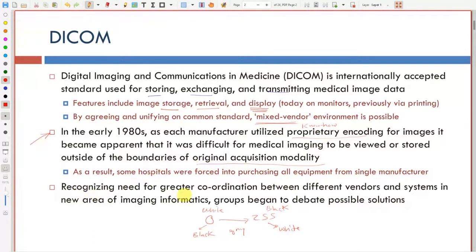And recognizing the need for greater coordination between different vendors and systems in the new area of medical informatics, groups began to debate possible solutions. People started thinking about what to do about this.